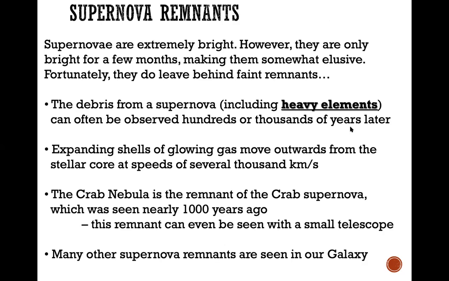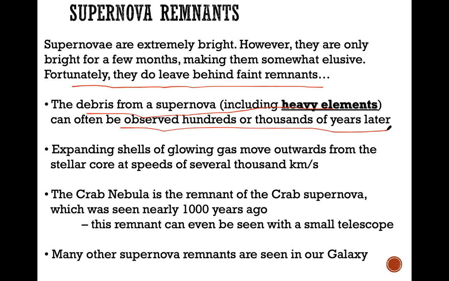Supernovas are extremely bright phenomena, but they only last for a few months. So if you miss it, then you miss it, right? But we are fortunate that once you have a supernova, it will leave some remnants which are relatively faint, right? Now, this debris from a supernova, including heavy elements, can be observed for hundreds or thousands of years later, right?